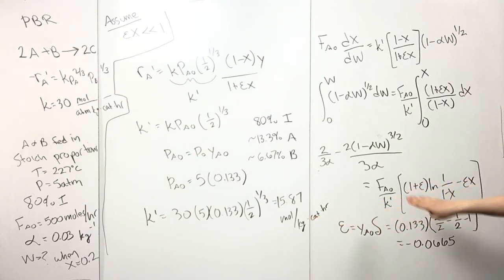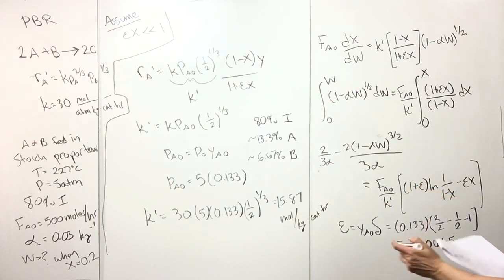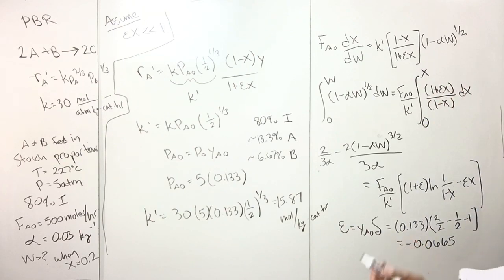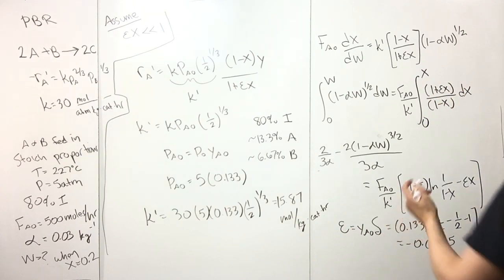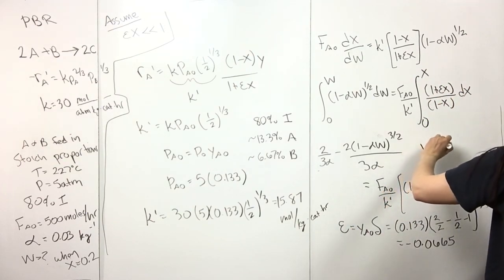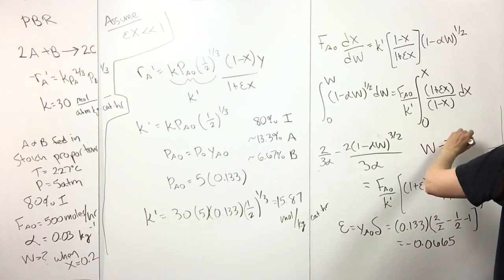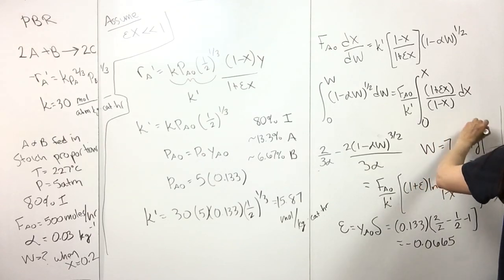So then if you just plug everything in, so you plug in FA naught, which is 500, K prime, which we calculated, alpha, X, and epsilon, you get that W, for the weight of catalyst you need to get 20% conversion, is 7.41 kilograms.